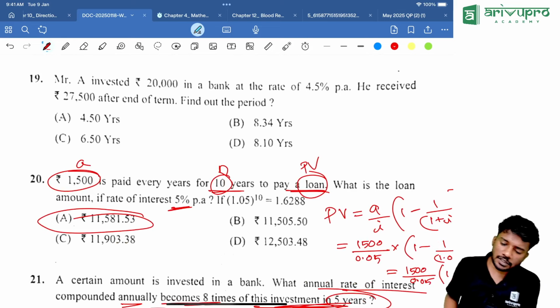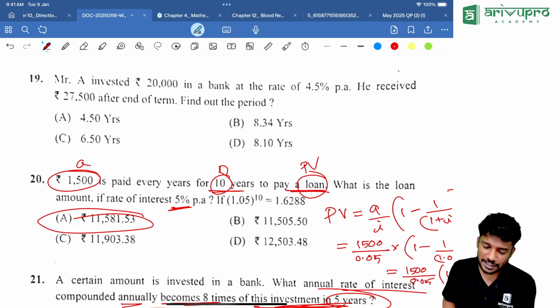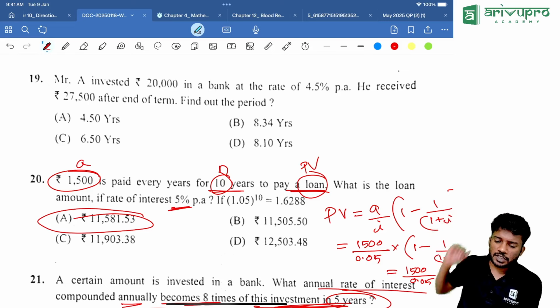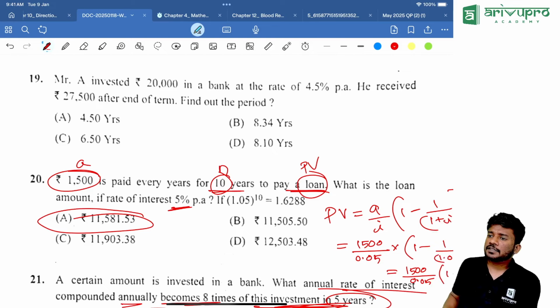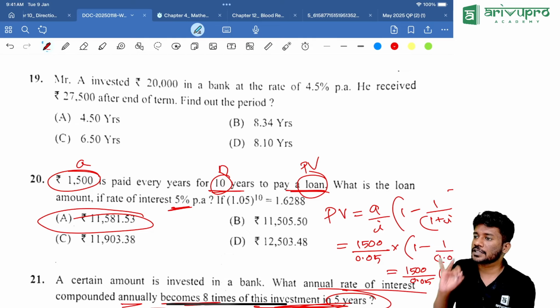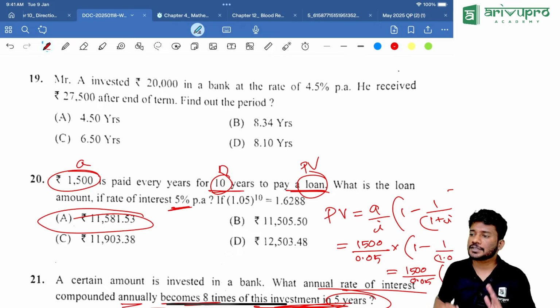Now, A invested 20,000 in a bank at the rate of 4.5% per annum. He received 27,500 after the end of the term. Find out the period. Many people will make a mistake over here, because when you see a question like this, automatically your mentality will be like, oh, I should do it based on compound interest. Is it mentioned anything like that? No. I told you in the beginning also, if compound interest is not mentioned or simple interest is not mentioned in the question, we should automatically take it as simple interest. Based on simple interest, get me the answer.